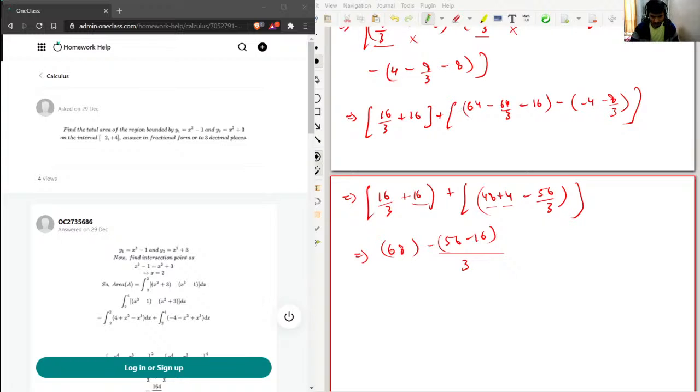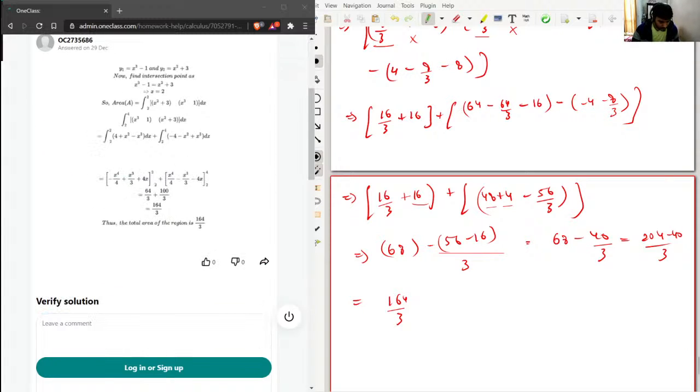I think that I have made some mistakes. 3 into 68. This will be 68 minus 40 over 3. 3 times 68 is 204 minus 40. Yep. So this will be 204 minus 40 over 3, and this will be 164 over 3.